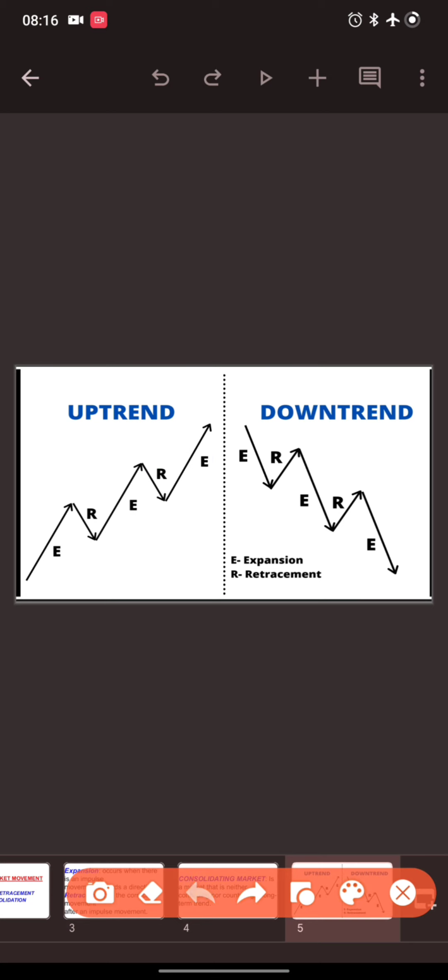Then this is an example in the opposite direction. The expansion here is facing downwards, meaning the retracement will be going the opposite direction, which is upwards. Then another expansion to the downside, then a retracement, then another expansion. So that is basically how expansion and retracements are.